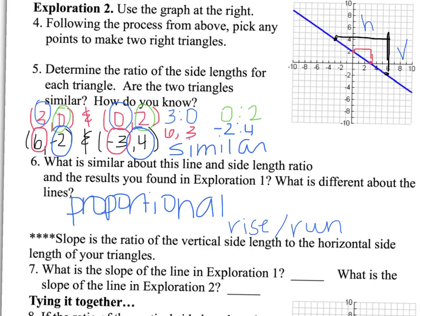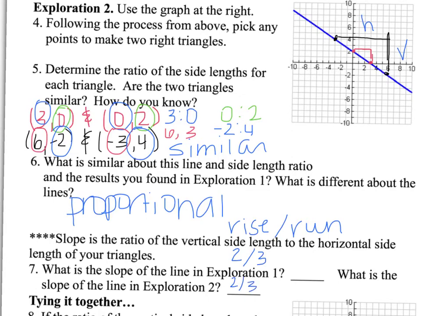So if you look, we'll use the pink triangle, and it's rising from 0 to 2, and it's running or going over 3 spaces, from 3 on the X to 0. So we're going to put 3. And that is actually going to be the slope of line 2, so 2/3.